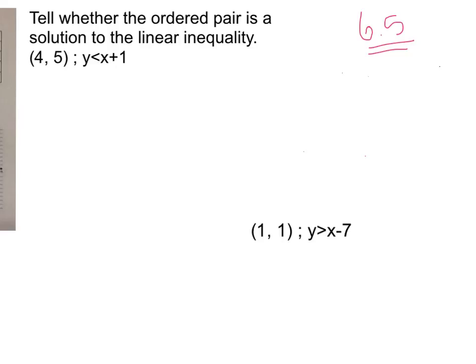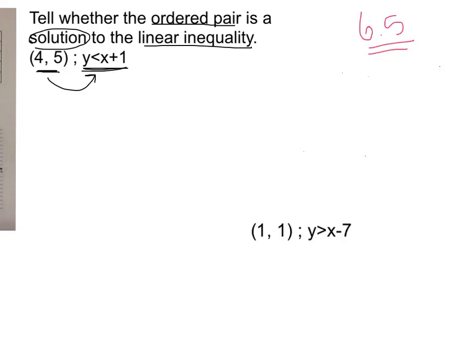In this case, it says, tell whether the ordered pair is a solution to the linear inequality. That means this shows us a line, but it's not just an ordinary line, it's an inequality. So numbers that are on that line are not necessarily solutions for that situation. Our job is to take this ordered pair and put it into here and figure out that solution.